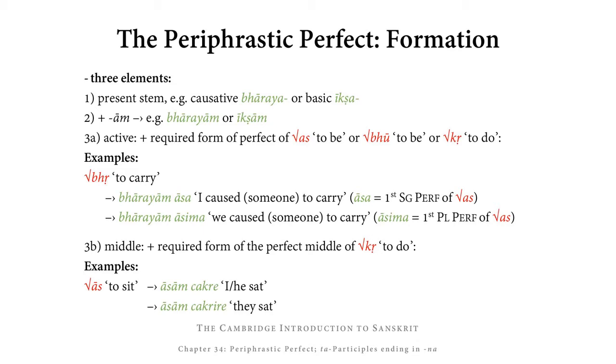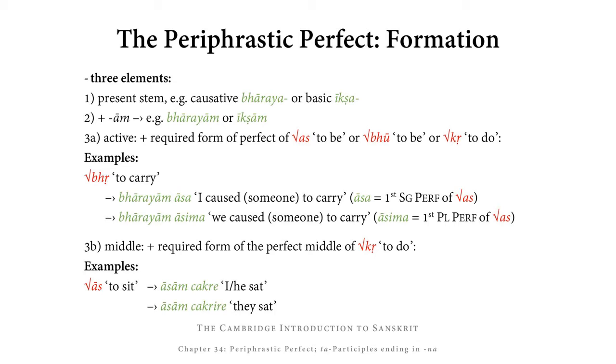So, for example, for a periphrastic perfect in the active of bhr, to carry, we get the causative stem bharaya, and from that we might then get bharayam asa, I caused someone to carry, where asa is the first singular perfect of as. Or we could get bharayam asima, which means we caused someone to carry, which involves asima, the first plural perfect of as.